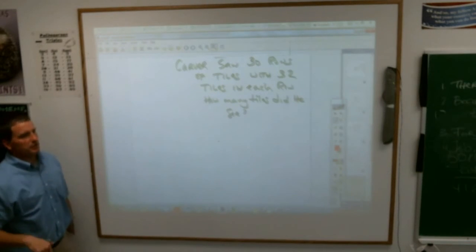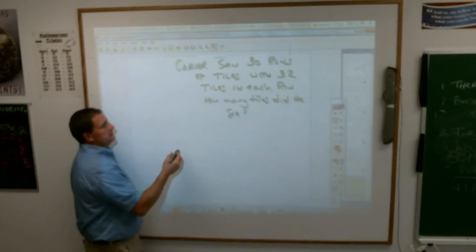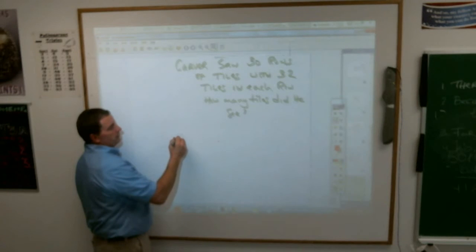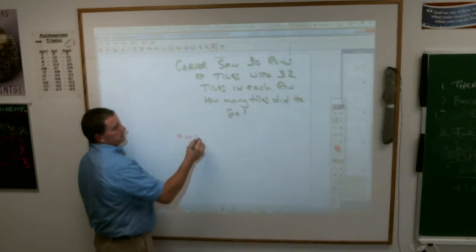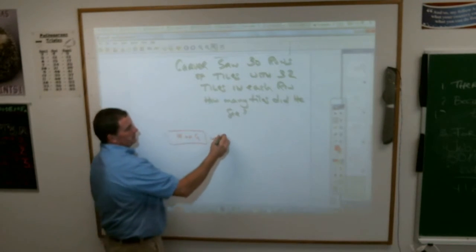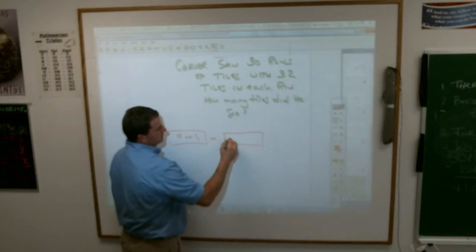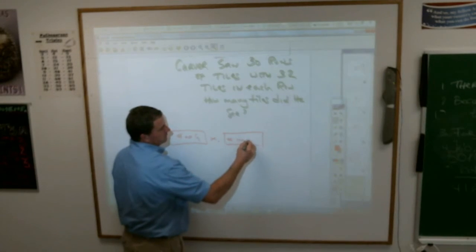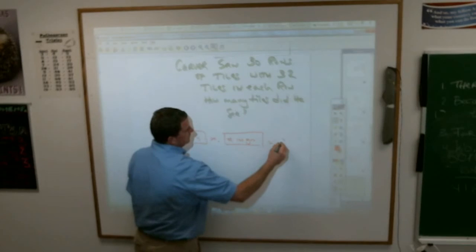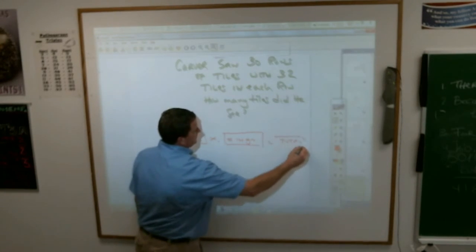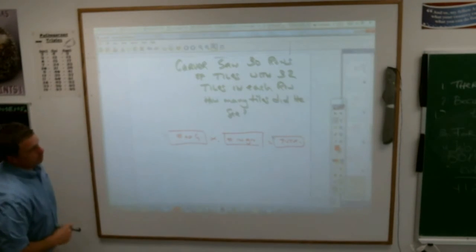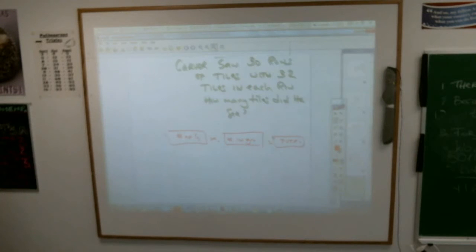Okay, if you think about the little pattern thing there where we said you have the number of groups times the number in each group gives you a total. If I were putting that in this little equation thing there, which two of those three do I know? Do I know how many are in each group? Do I know how many groups I have? Do I know my total?